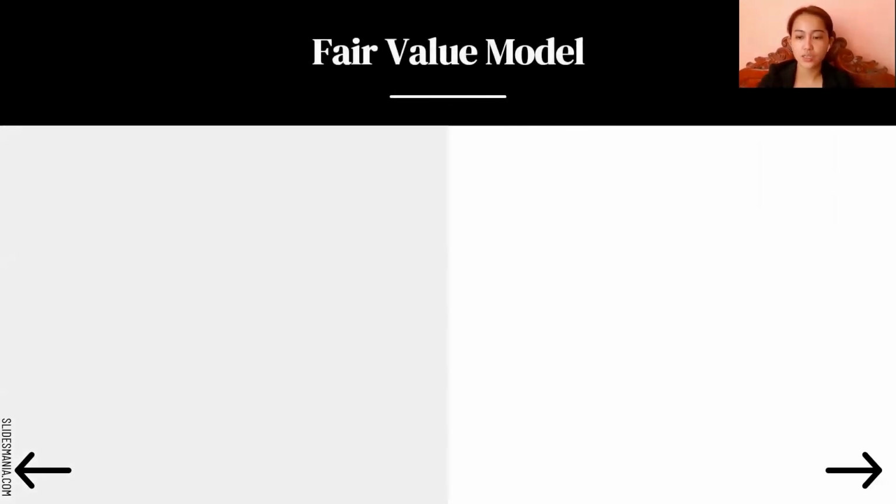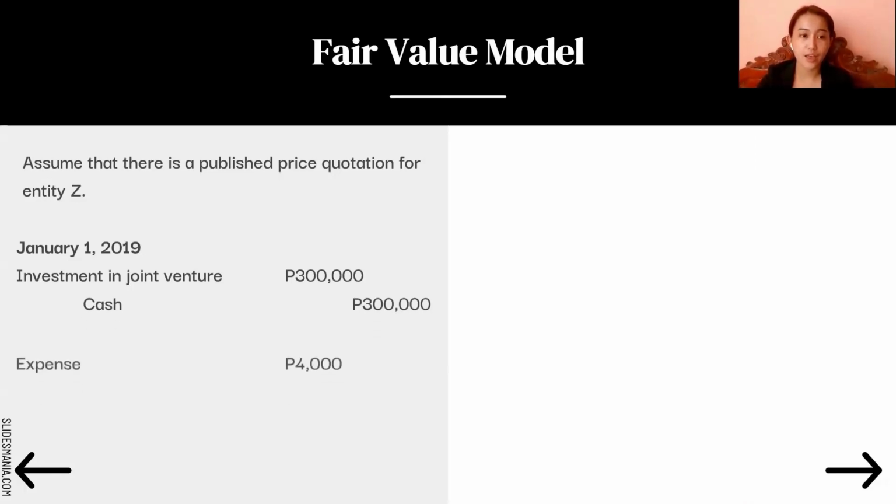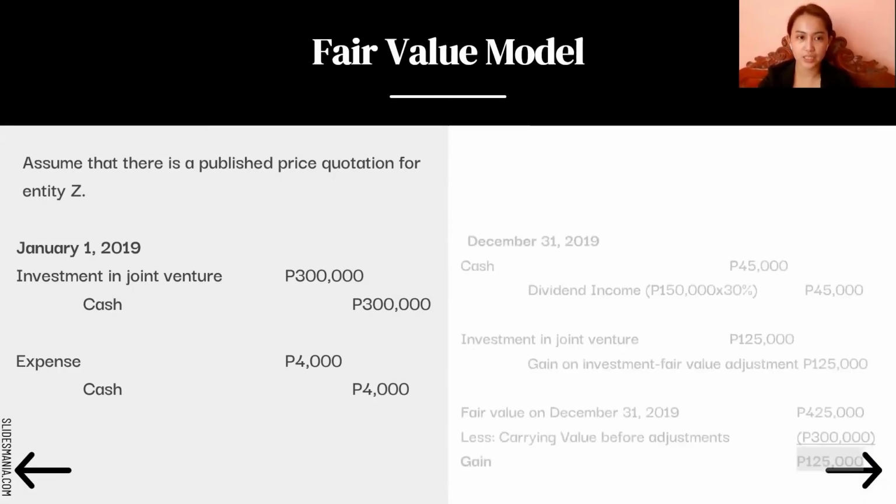Fair value model. Assume that there is a published price quotation for entity Z. The following entries are to be made under the fair value model. January 1, 2019. Debit investment in joint venture amounted to 300,000. Credit cash amounted to 300,000. Debit expense amounted to 4,000. Credit cash amounted to 4,000. Note that the transaction cost is charged to expense. It is not included in the transaction price.